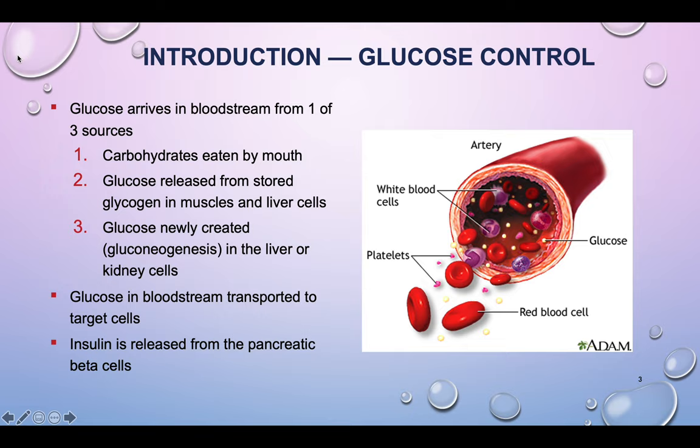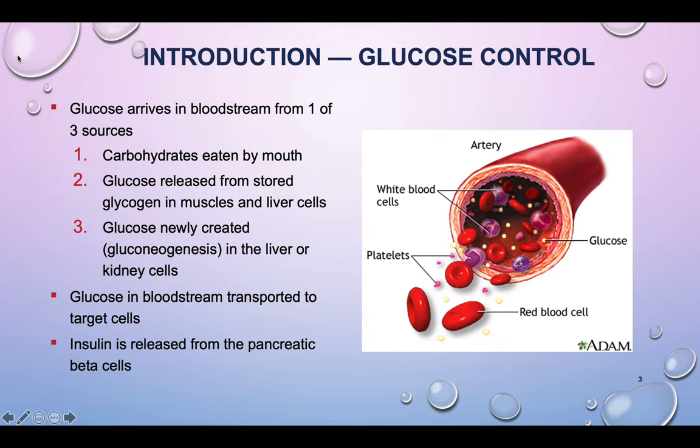So, glucose control. Okay. Glucose arrives in the bloodstream from one of three sources. Either the carbohydrates you've eaten, or if you have not had a chance to eat and your blood sugar's gotten low, glucose is released from stored glycogen in muscles and liver cells. So the body does take in all that excess glucose and stores as much as it can to be used later. Or three, glucose that's newly created in the liver or the kidney cells.